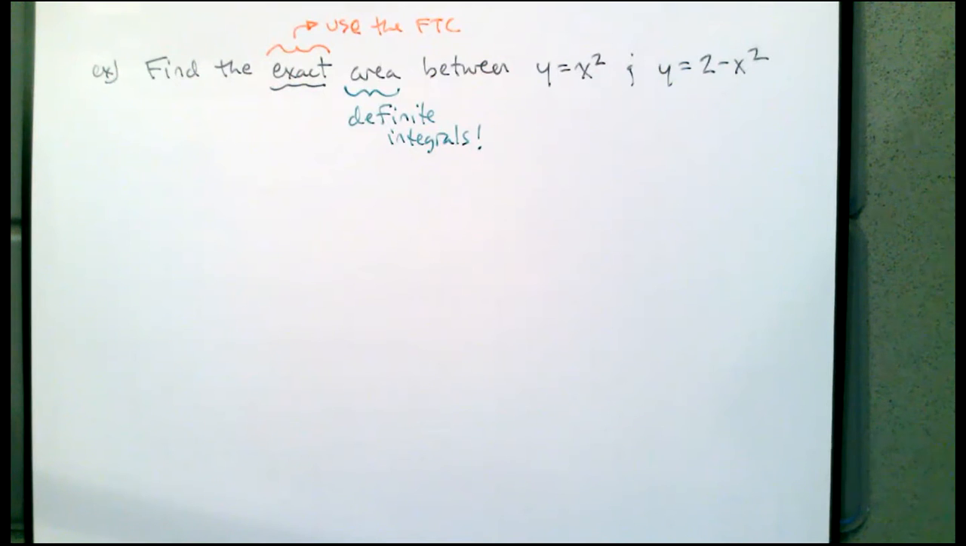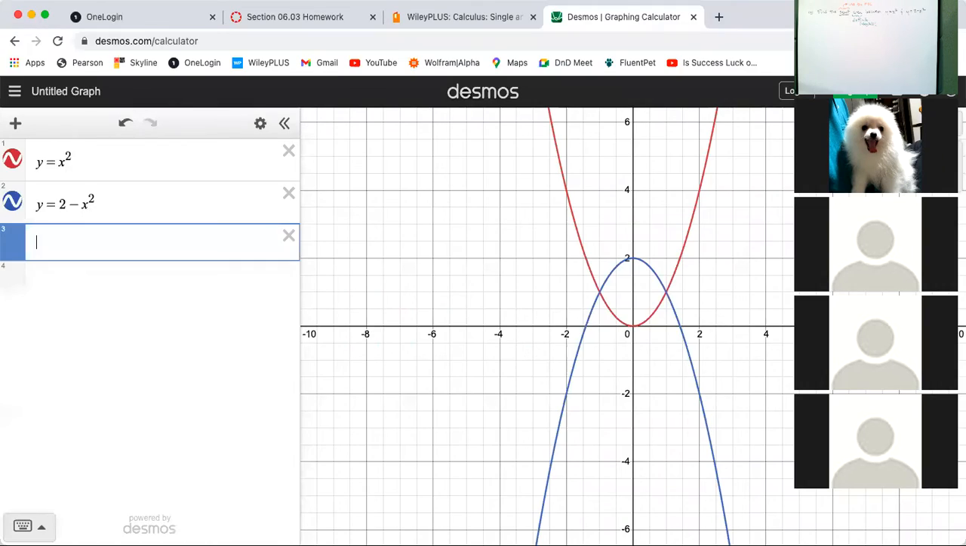So let's take a look at what this region looks like. I just said the region between x squared and 2 minus x squared. So let's take a look on our graphing calculator. So we've got the area under one parabola and above another parabola. So we got these two parabolas, and we want to find that little kind of squished football shape area between the 2 points of intersection.